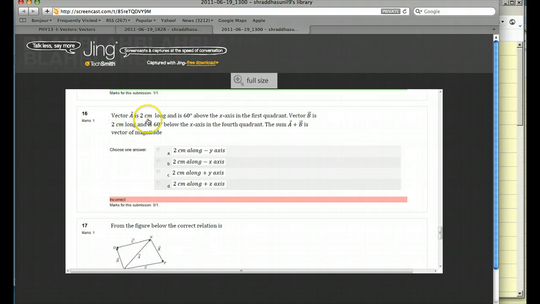Vector A is 2 centimeters long and 60 degrees above the x-axis in the first quadrant. Vector B is 2 centimeters long, 60 degrees below the x-axis in the fourth quadrant. You have to find the magnitude and direction of the resultant of A plus B, and these are the four options. Alright, so this is the same problem I'd done earlier graphically for you. This time I'm going to do it analytically, and let's see if we arrive at the same solution.